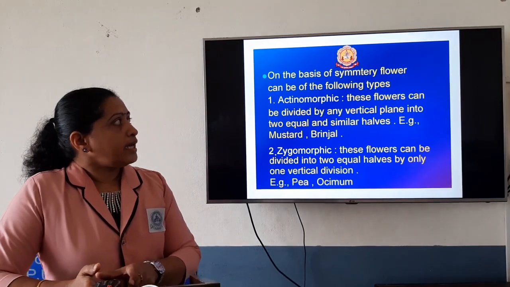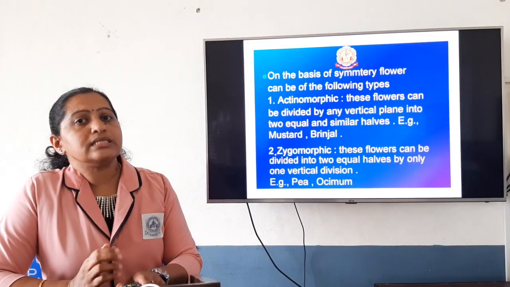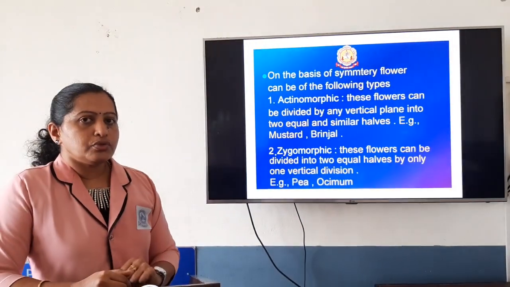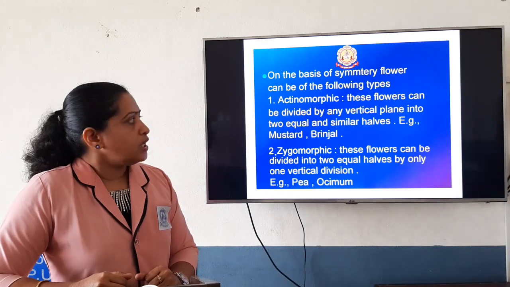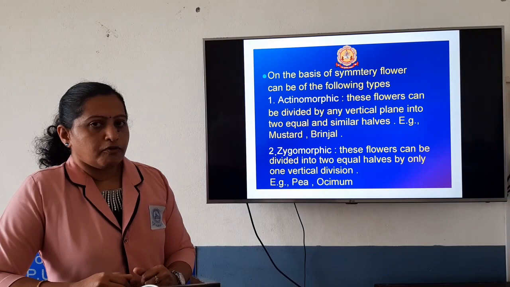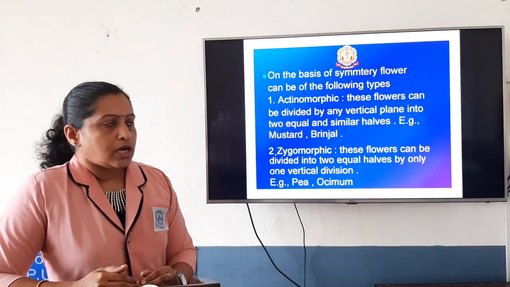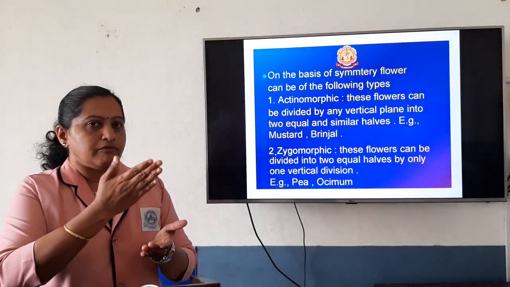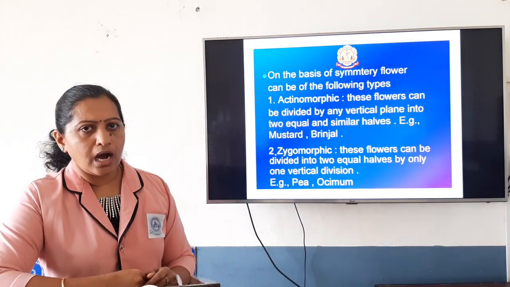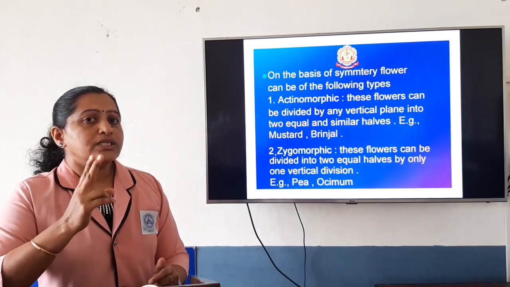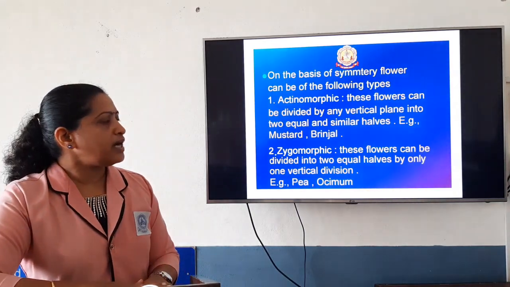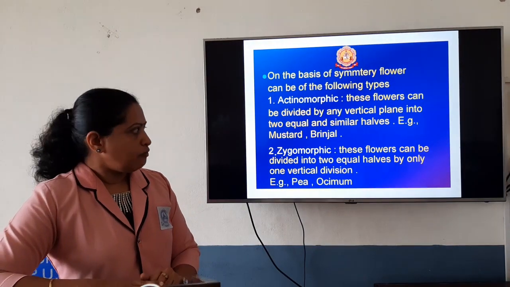Now, flowers can also be described based on the symmetry of a flower. Okay. So, flowers can be categorized into two types based on their symmetry. They are actinomorphic flower as well as zygomorphic flower. Actinomorphic flowers are those flowers that, if divided by any vertical plane, give two equal halves. So such a flower which gives two equal halves, if it is divided in any of the planes, is known as actinomorphic flower.